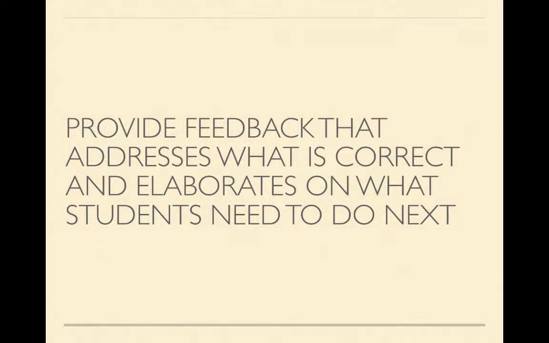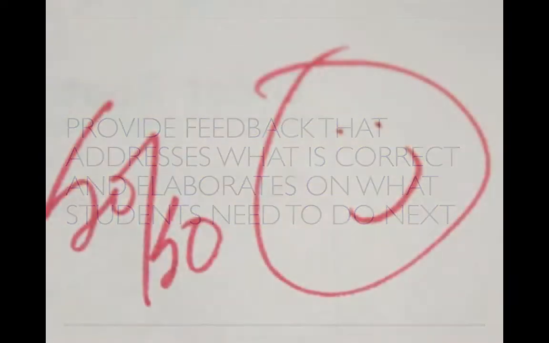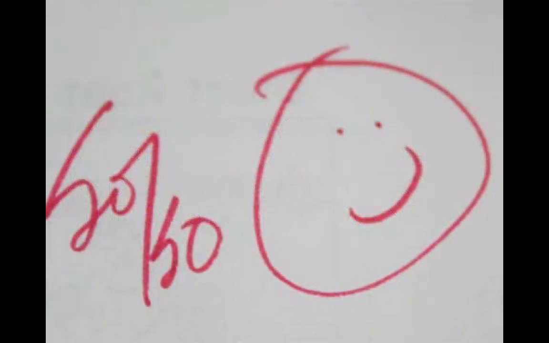First, feedback needs to address what is correct and it needs to elaborate on what students need to do next. This is where the learning objectives we've been discussing come into play. You want to connect your feedback explicitly to those objectives. Unfortunately, much of the time the only feedback we give to a student is something like this: a smiley face, a letter or a number grade, maybe an encouraging comment like, "Good work," or "You'll do better next time." See, these actually tell the student nothing except whether his work was acceptable or not.